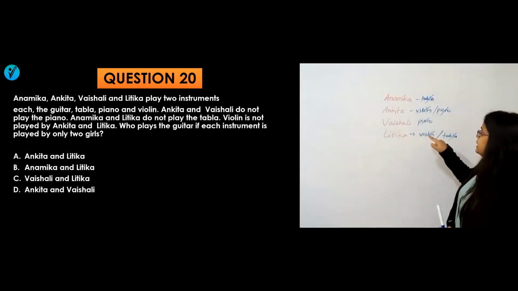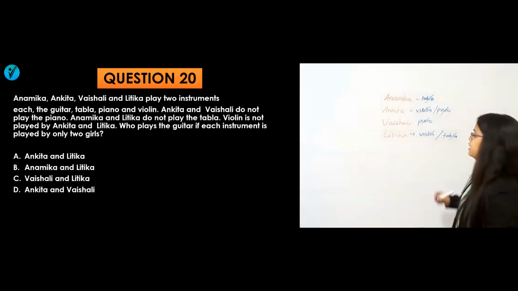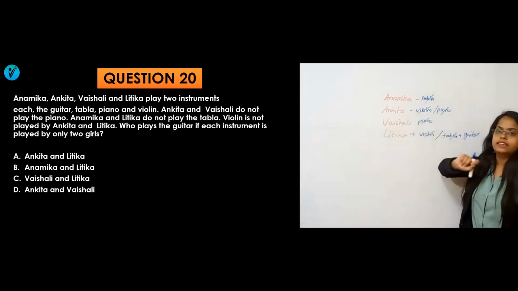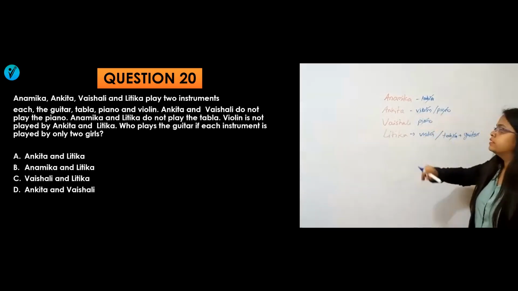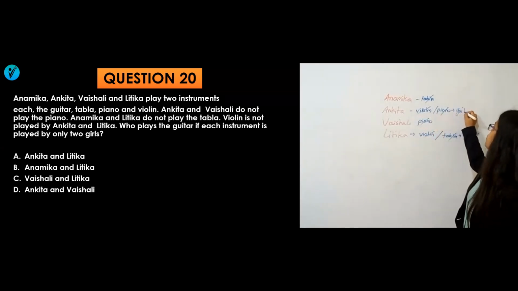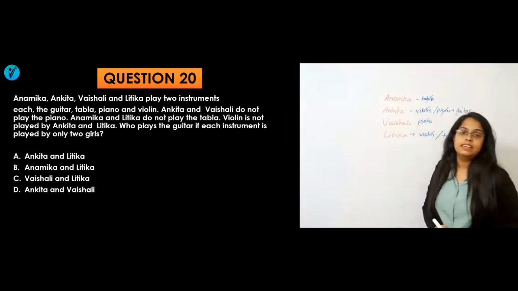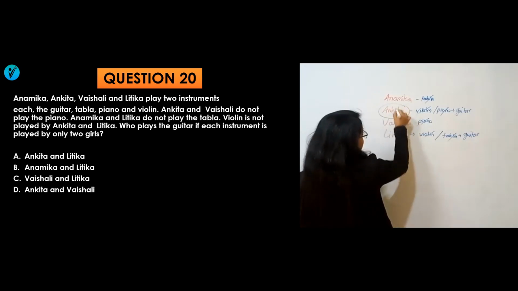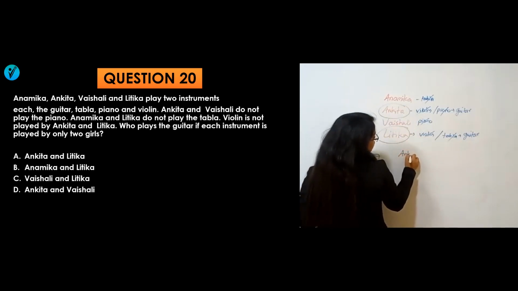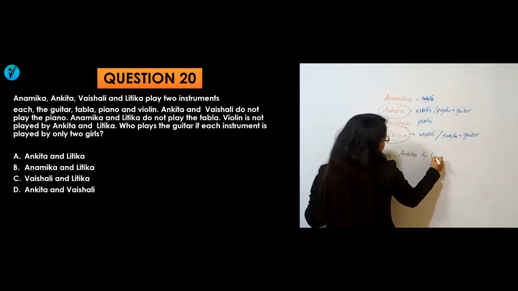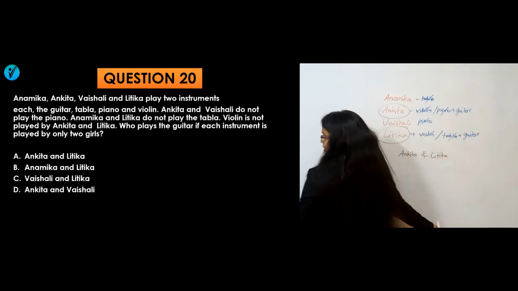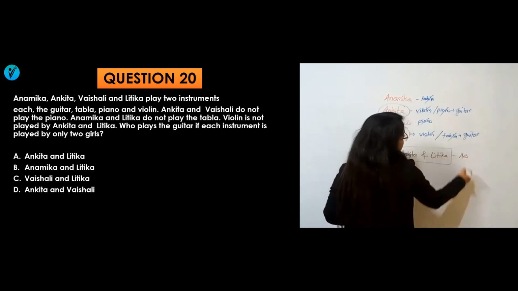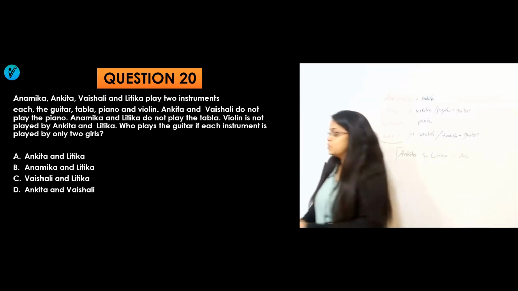Now you can say that Litika does not play violin and tabla. That means she must play the guitar. Similarly, Ankita does not play violin and piano. That means she must play the guitar. So who is playing the guitar? Those 2 girls are Ankita and Litika. So your answer will be Ankita and Litika. That is option number A. These girls will play the guitar. That's it.